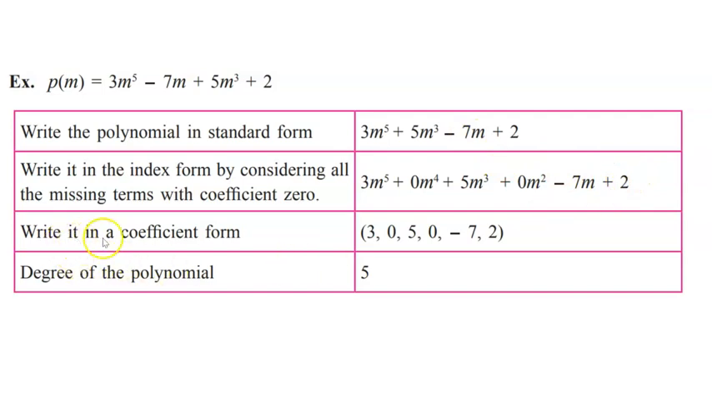Write it in coefficient form. What is the coefficient of m raised to 5? It is 3. M raised to 4, its coefficient is 0. M raised to 3, its coefficient is 5. M square, its coefficient is 0. M, its coefficient is minus 7. And the last constant is 2. What about the degree of this polynomial? The highest power of m is 5 and therefore the degree of this polynomial is 5.